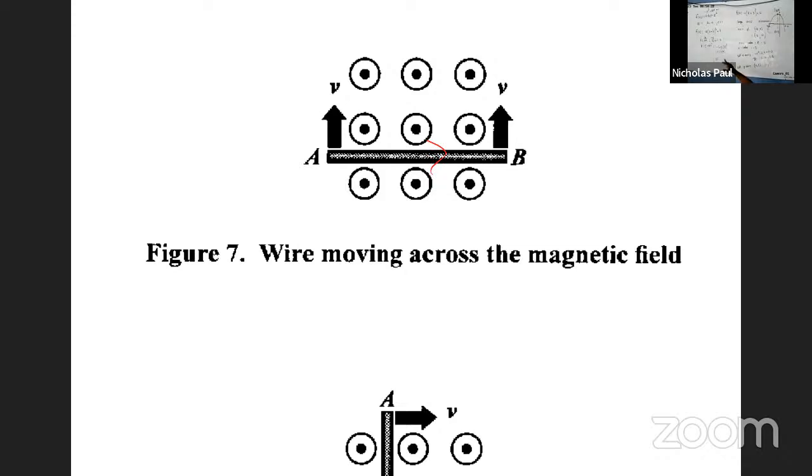Because the force is going up, but the magnetic field is coming out of the page, so you have this finger pointing out of the page. If the force is going up and the magnetic field is coming out, your middle finger is pointing from A to B. The middle finger, yeah, A to B.